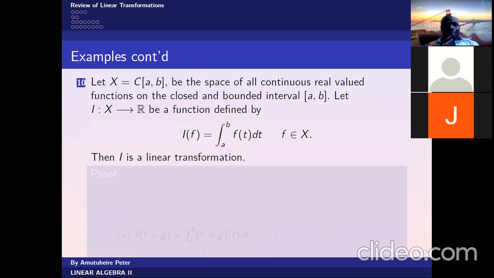Example 3 of a linear transformation. We are defining a vector space. Excuse me, sir. Yes, please.